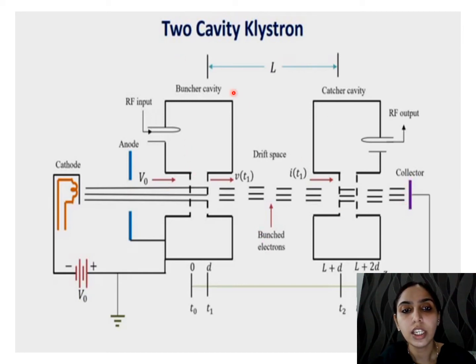Okay, so this figure shows in detail the two cavities, the RF input, RF output, and drift space, how the electrons are bunching, and it also shows a denotation for the time intervals. T0 is the time taken for the electrons to arrive at the buncher cavity, T1 to leave the buncher cavity, T2 to arrive at the catcher cavity, and T3 to leave the catcher cavity. Most importantly, remember capital L is the drift space between the buncher cavity and the catcher cavity, where bunching of electrons occurs due to the velocity modulation process.